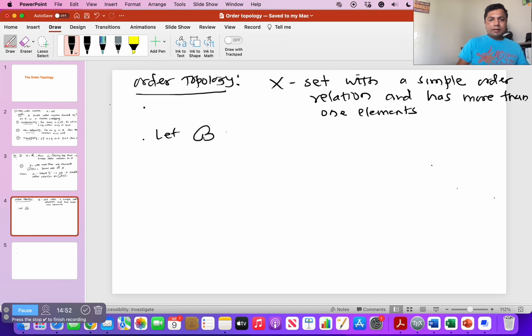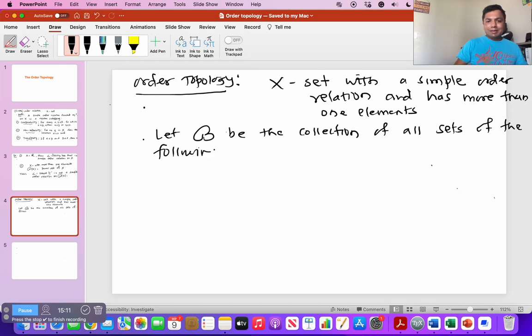Now let script B be the collection of all sets of the following three types. Okay, so now let's say script B be the collection of all the subsets of X of the following three types. The first one is all open intervals (a, b) in X.